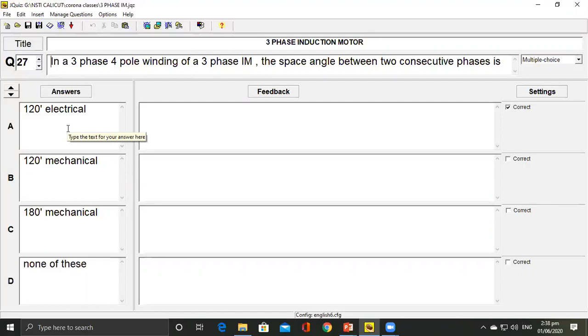Electrical degree means the angle between two adjacent poles. There is a north and south pole, and the angle between adjacent north and south poles is taken as 180 degrees. So if there are two poles, north to south is 180 degrees, then south to north is 180 degrees, totaling 360 degrees in the cycle. So the angle between two adjacent poles, north and south, is equal to 180 electrical degrees. So in any three-phase winding, the angle between two consecutive phases will be 120 degrees electrical. Option A will be the answer.